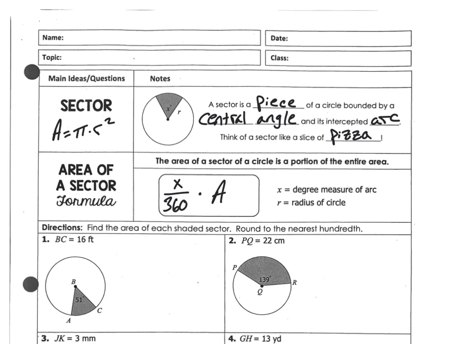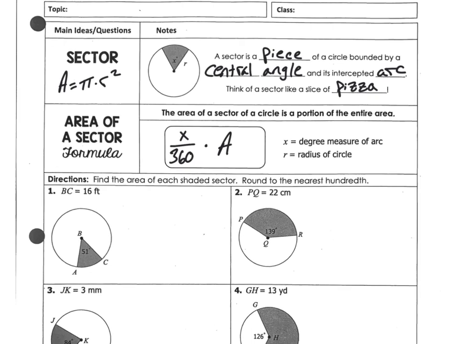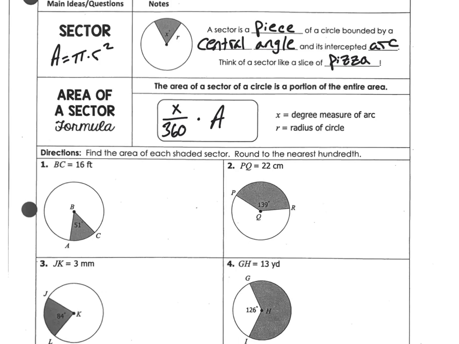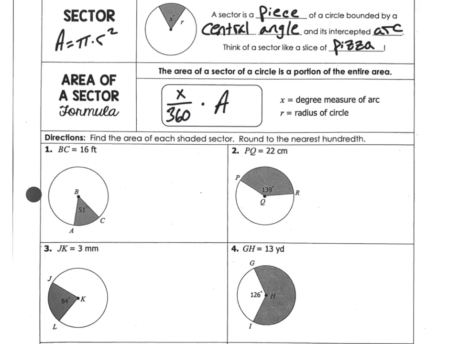Instead of A, though, it was C, which stood for circumference because we were talking about the outer part of the circle. Here we're referring to the inner part, therefore we want to use the area. Area covers the inside, circumference covers the outside of a circle. So x represents the degree of the arc that we're using, and then A represents the entire area of the circle.